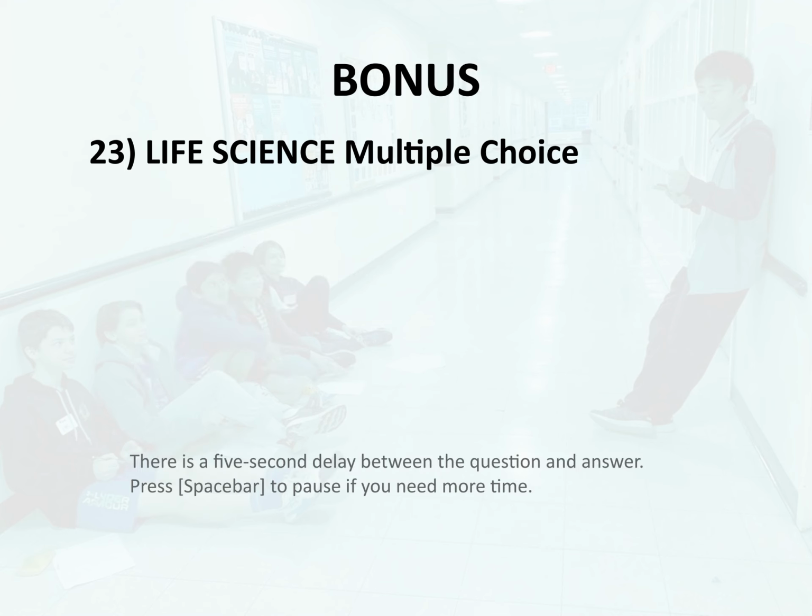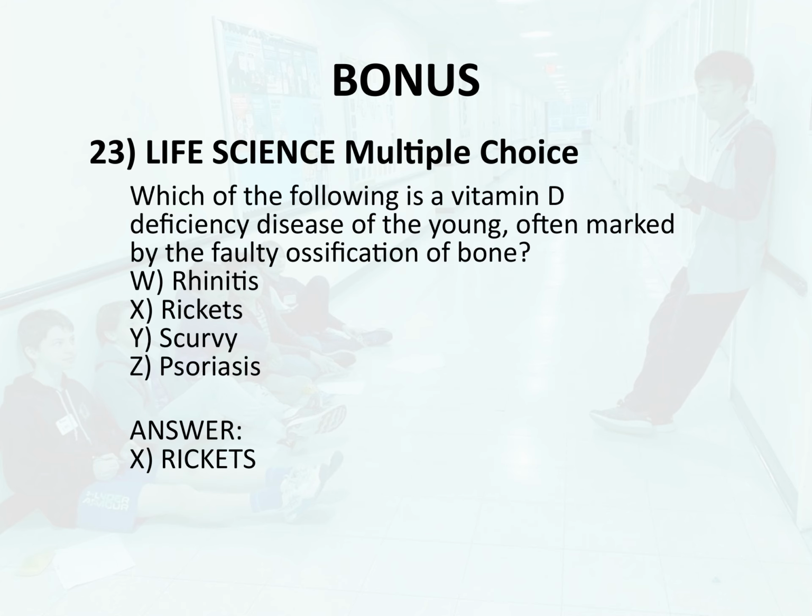Bonus 23. Life science. Multiple choice. Which of the following is a vitamin D deficiency disease of the young, often marked by the faulty ossification of bone? W. Rhinitis, X. Rickets. Y. Scurvy. Z. Psoriasis. Answer: X. Rickets.